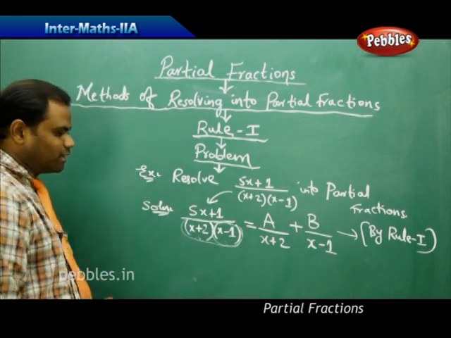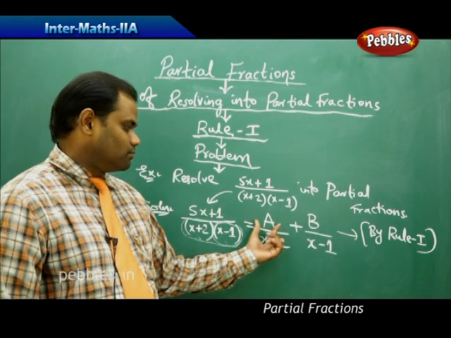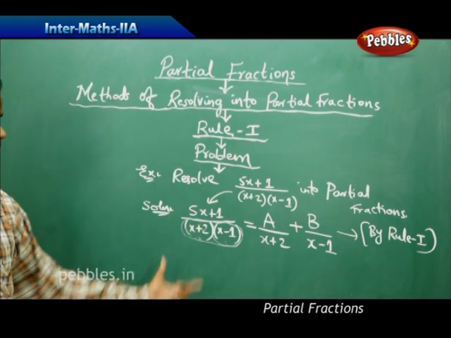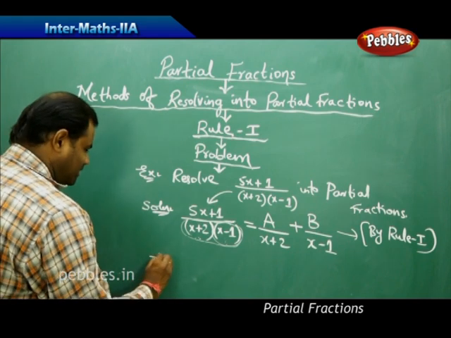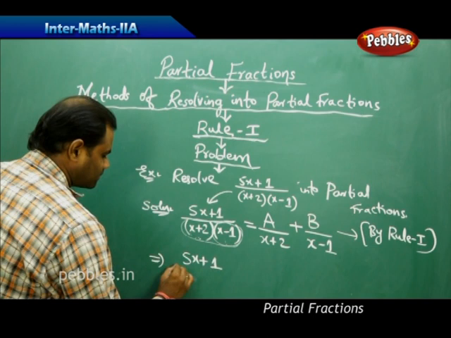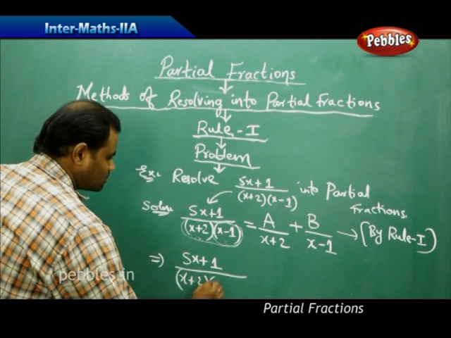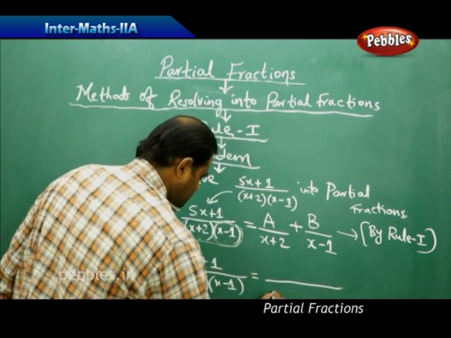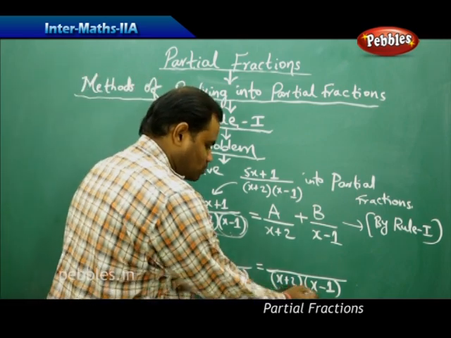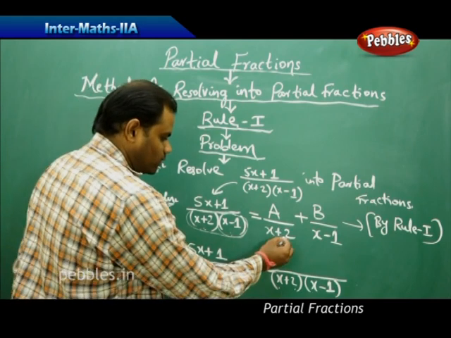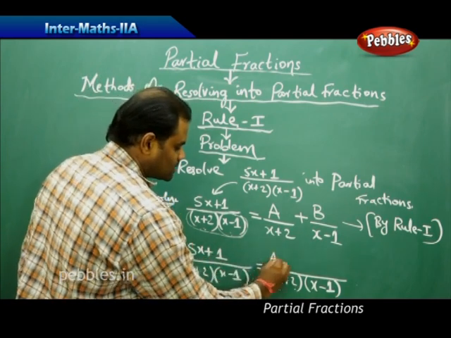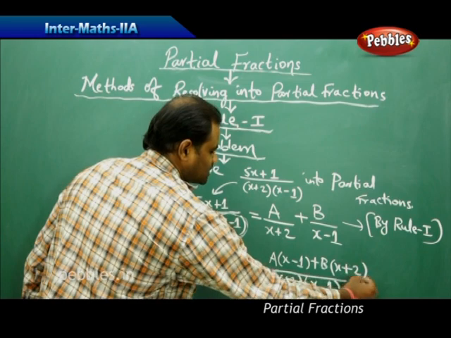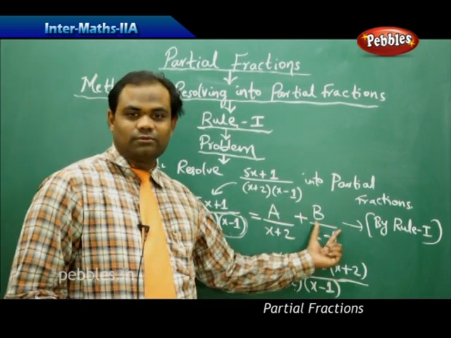Now next is to find a and b. The next concept is to find the values of a and b. So let's see how we can find a and b for this particular proper fraction. On the left hand side, this is 5x plus 1 by (x plus 2) times (x minus 1), and on the right hand side, when I take the LCM, which is (x plus 2) times (x minus 1), this is a times (x minus 1) plus b times (x plus 2).